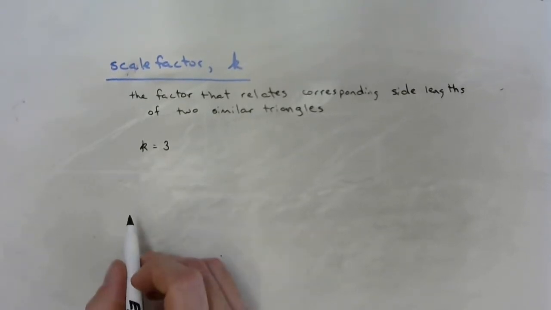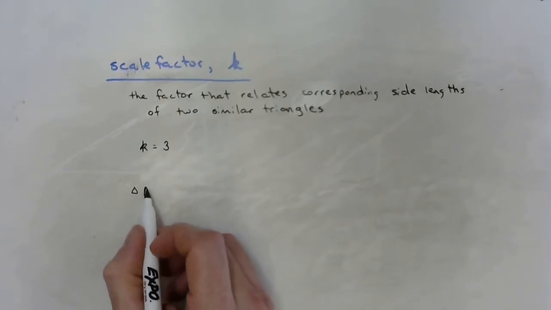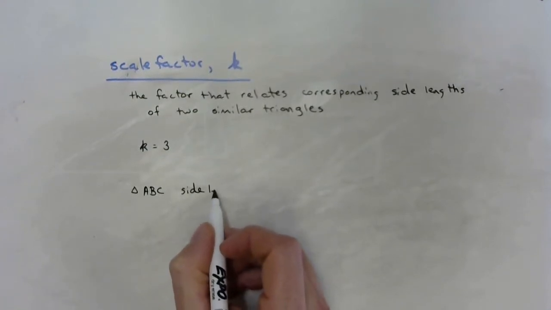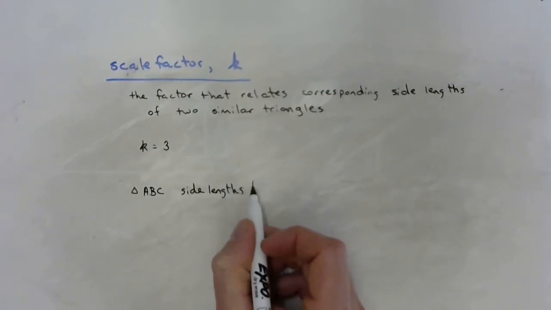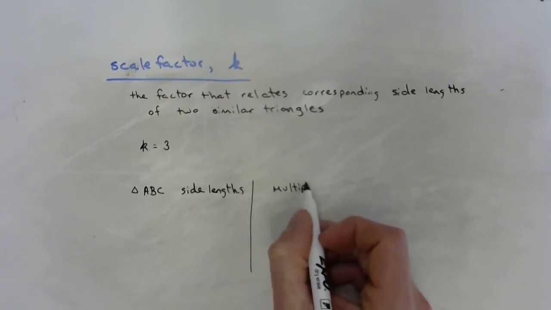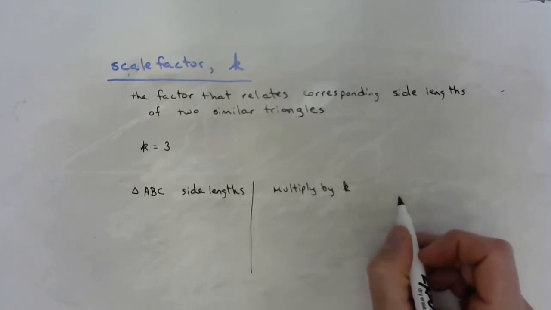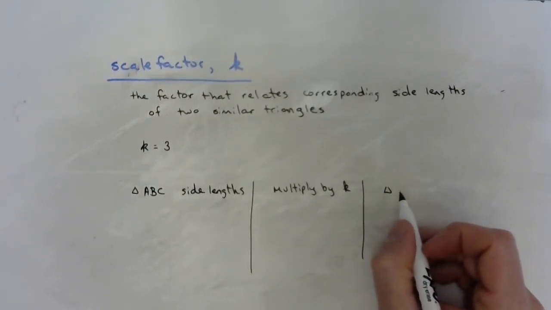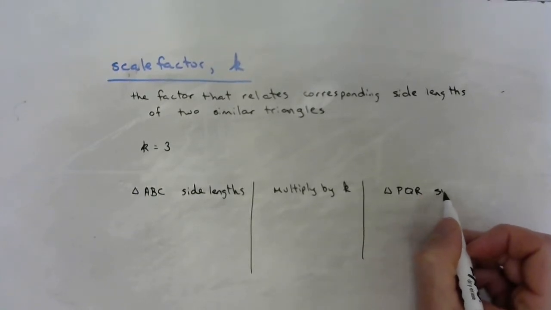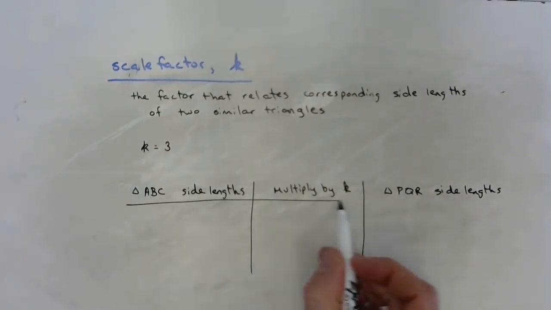Yes. Okay, so let's fill in the box there, the little chart. The first box is going to say triangle ABC side lengths. The next box is going to tell us what to do. We're going to multiply by K, our scalar factor, and that's going to give us our triangle PQR side lengths, the corresponding side lengths. All right.